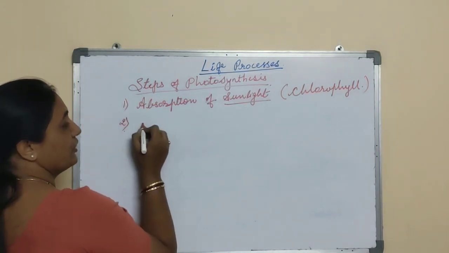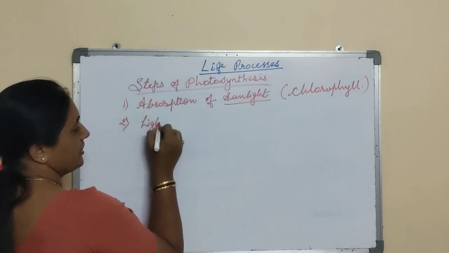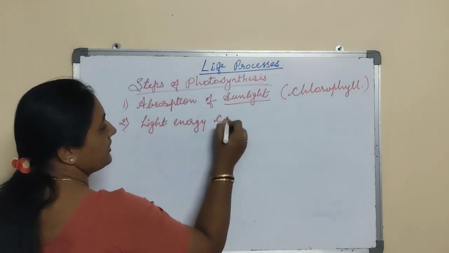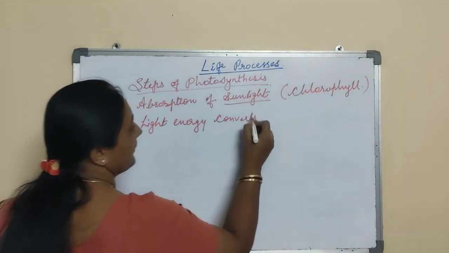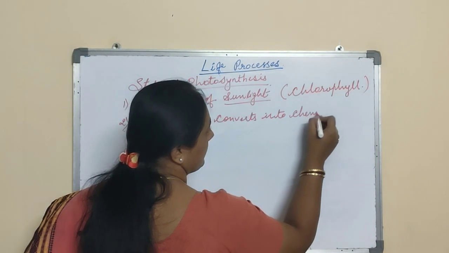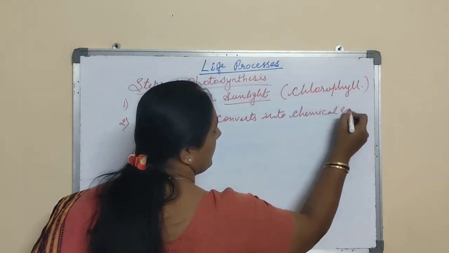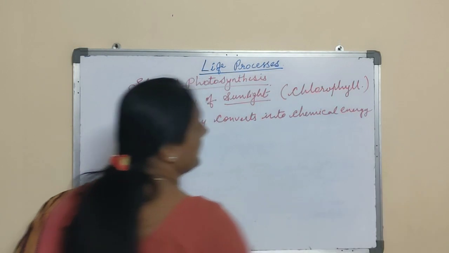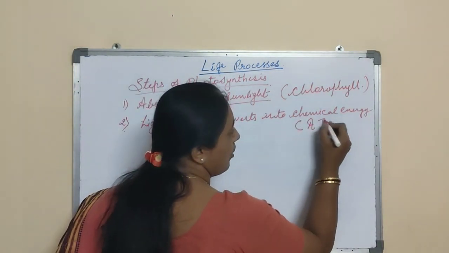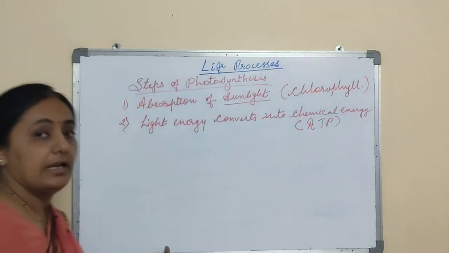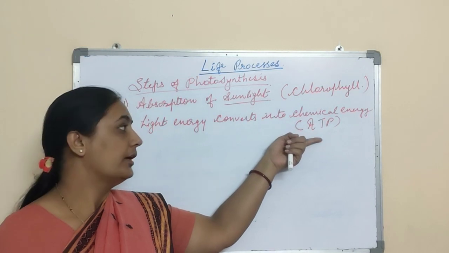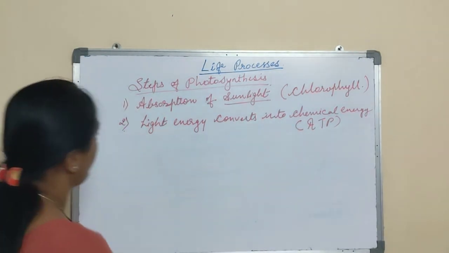Second, conversion of light energy. Light energy converts into chemical energy. Now light energy converts into chemical energy. Chemical energy means in the form of ATP. Light energy converts into chemical energy and that chemical energy remains in the form of ATP.